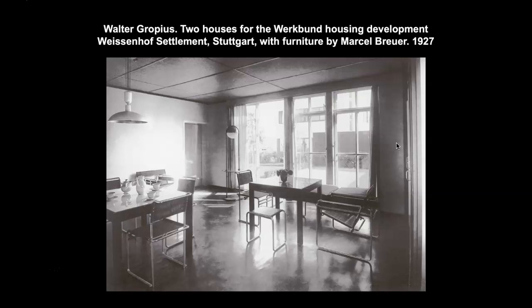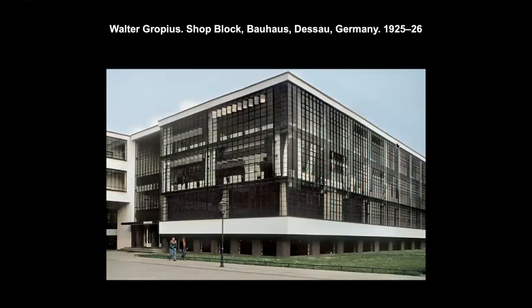This is a living room of the Gropius house, 1927. The furniture and the lighting were by Marcel Breuer. This is Walter Gropius' shop block. This is a Bauhaus building designed by Gropius in 1925. There are 3 L-shaped wings off a central hub. 1 is for workshops, 2 is for classrooms, and the 3rd is an auditorium or theater building.